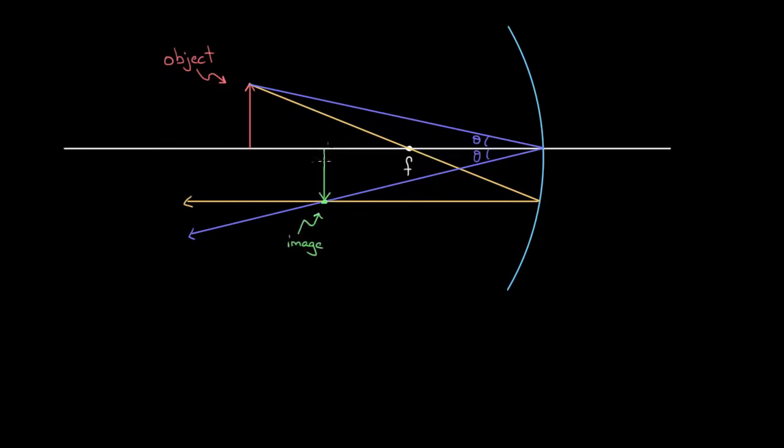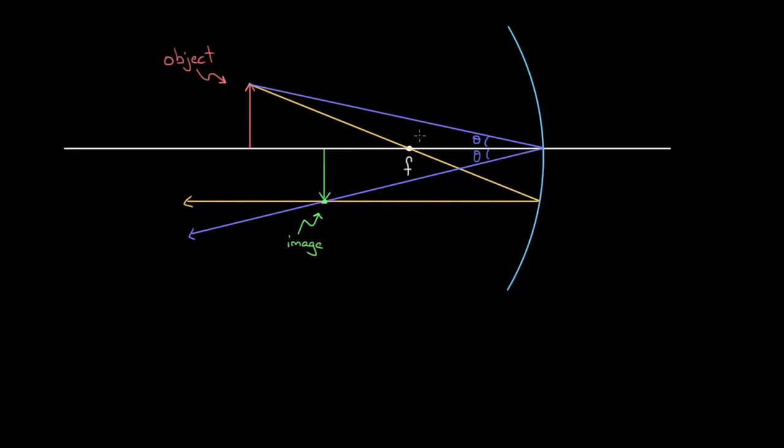It lets you find where the image is, but I just kind of eyeballed this angle here. This might have been off by a little bit, maybe by a degree or two. If I wanted to get exactly where the image is, I'd want an equation that I could just plug into. In other words, I could plug in how far the object was from the mirror and how long the focal length is, and it would spit out exactly where the image is going to be. So that's what we're going to derive in this video. It's called the mirror equation, and it'll tell us how to relate the object distance, the image distance, and the focal length. So let's do this.